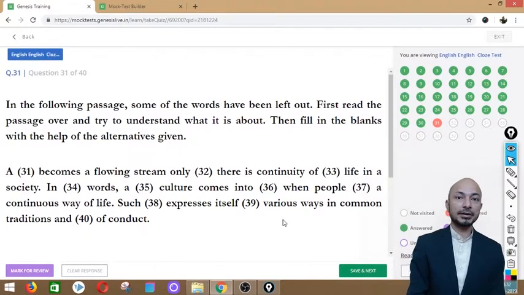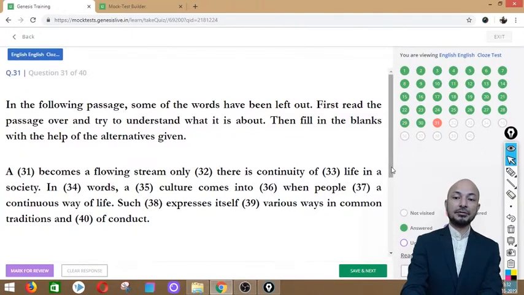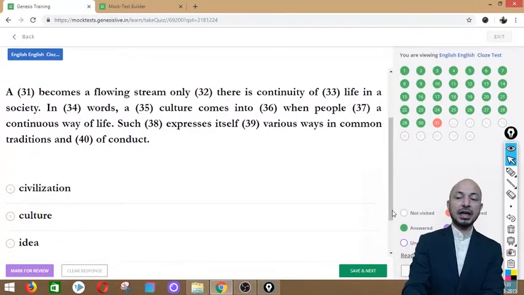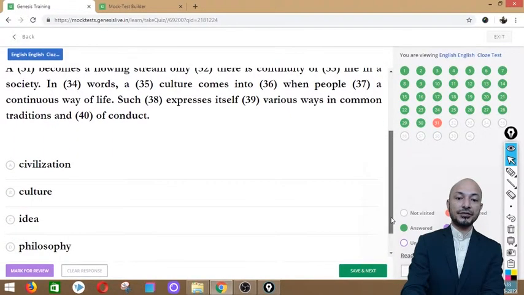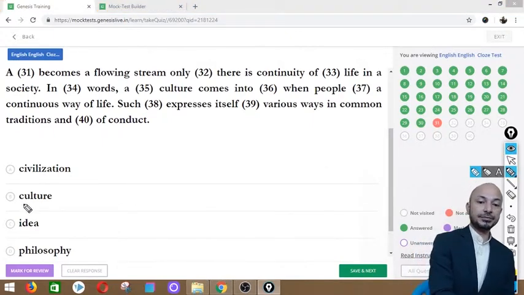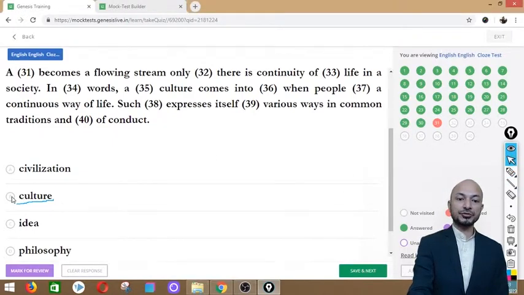So on to question number 31, and it's a fresh new passage, and let's get down to the passage straight away. It says a dash becomes a flowing stream, and let's read through it in a flash. Becomes a flowing stream, and only dash there is continuity of dash life in a society. Well, there are lots of dashes here. In fact, the first option, 31, it says civilization, culture, idea, or philosophy, and it is in fact option B, which says a culture. A culture becomes a flowing stream, only dash. Now that is for the next question. So for the question number 31, we click option B and say next.